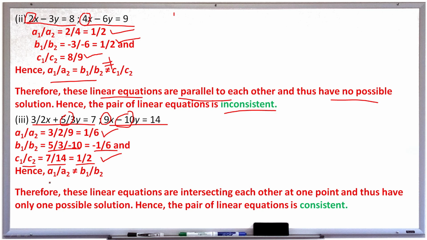Here you see a1/a2 and b1/b2 are not equal. Therefore these linear equations are intersecting each other at one point. If they intersect at one point, there will be a possible solution, only one possible solution. So the pair of linear equations is consistent. So the given equations are consistent.